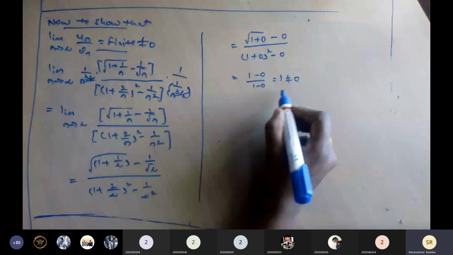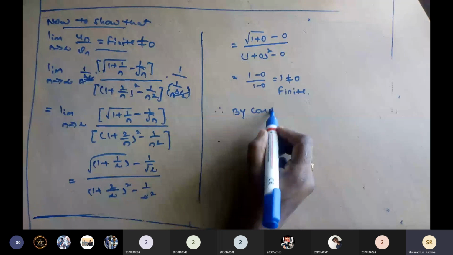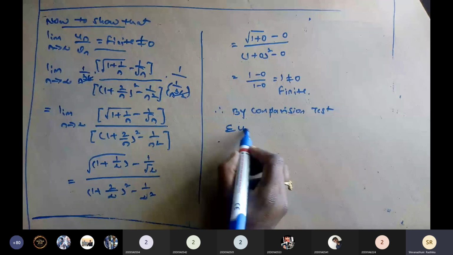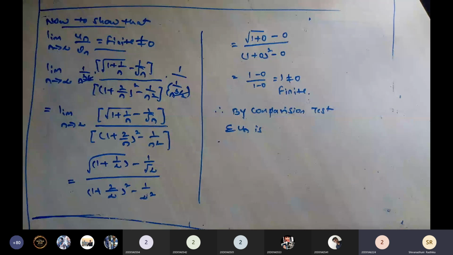Therefore, by comparison test, summation Un is convergent or divergent? Hence we completed so far. Summation Vn is convergent or divergent? Convergent, ma'am. Convergent. Is it clear? Take a picture.